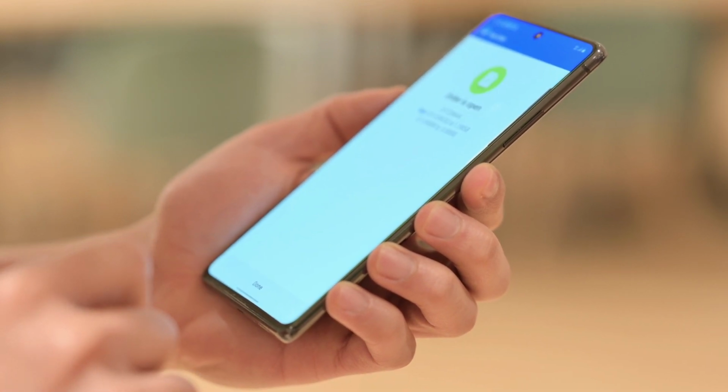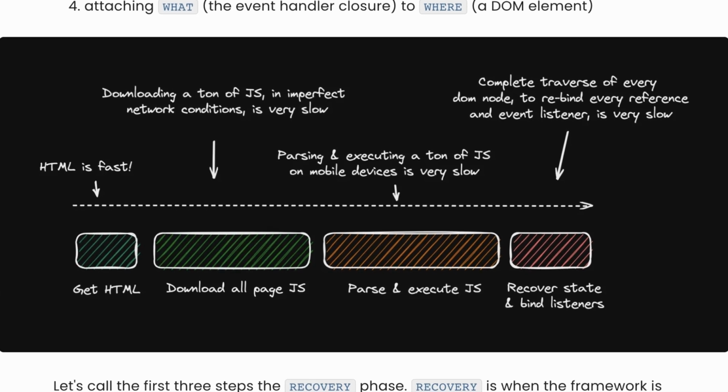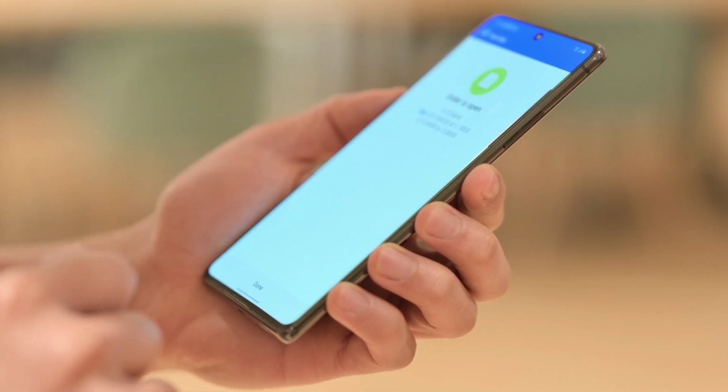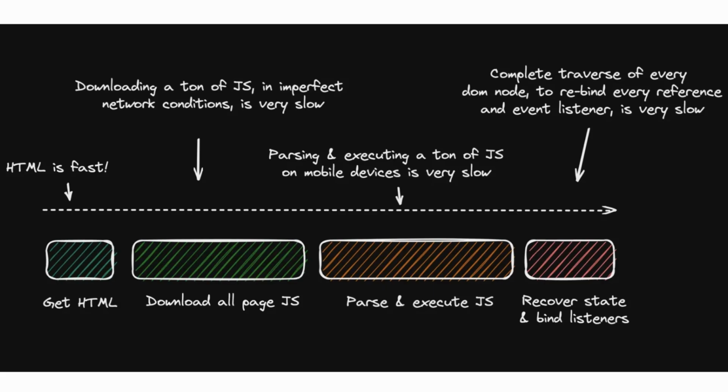This process is very slow for a couple of reasons. When a user visits your page, the browser has to get the page HTML first, which is normally a quick process. Then it has to download all of the page's JavaScript and then parse and execute it. This is where your framework now traverses all DOM nodes of your app to add event listeners and make it interactive again. Executing JavaScript can be a really slow process, especially if you are using a mobile device with limited processing power. So your app may take a bit longer before it becomes interactive.